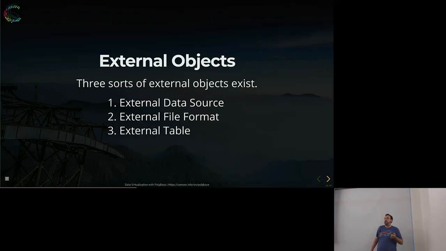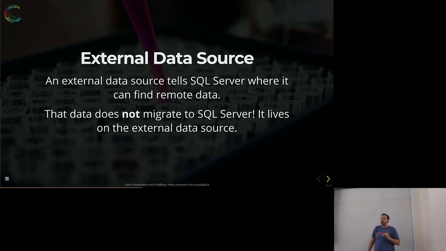The first is external data sources. An external data source is just what it sounds like. It's basically saying there is some data somewhere in the world. It's called Oracle. Here's where it lives. When I say Oracle, I mean this server right over here, and it's going to use this driver, and that's how we'll use these credentials to connect to it. That's all an external data source is.